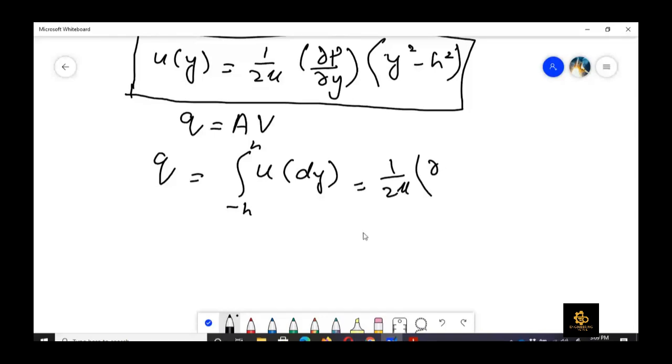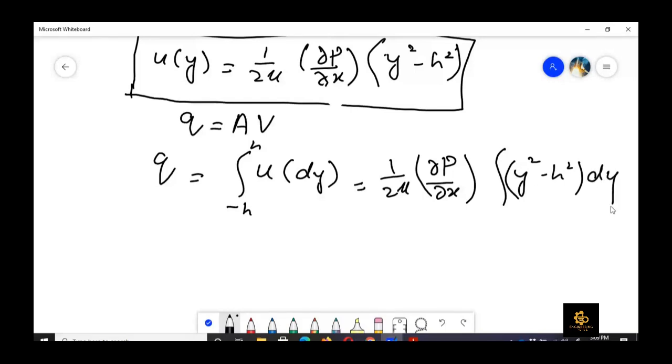be, I think it should be x, not y, in the relation. Partial p by partial x. So it would be partial p by partial x. They are constant values, so they would be out of integration. The thing which can be integrated would be something like y square minus h square into dy. So if we integrate it from minus h to h, now I am taking only this thing. I am talking about this thing.